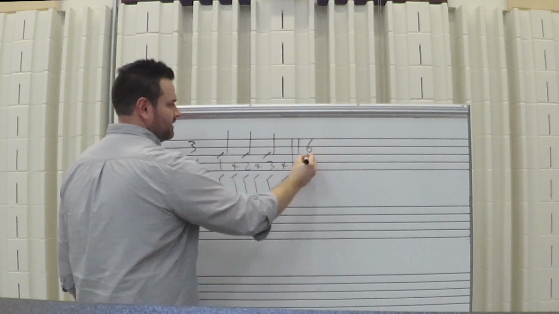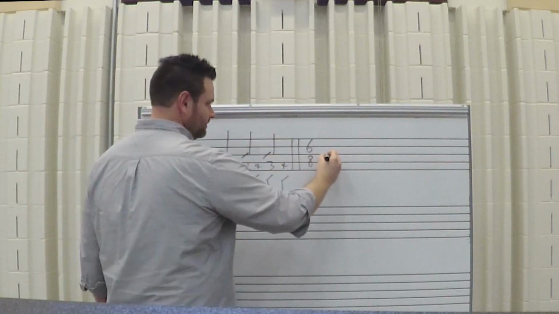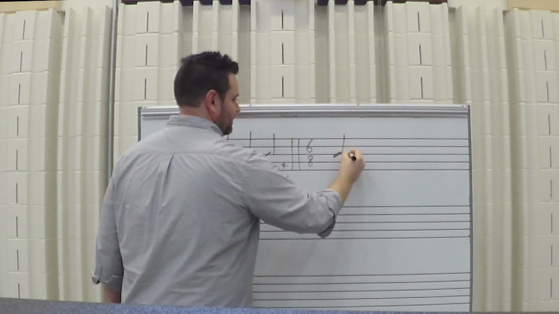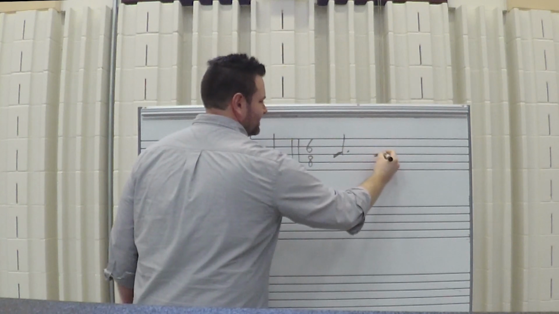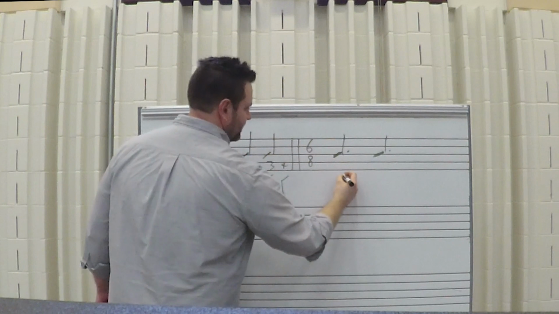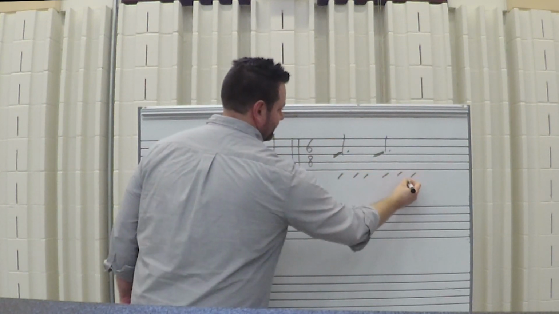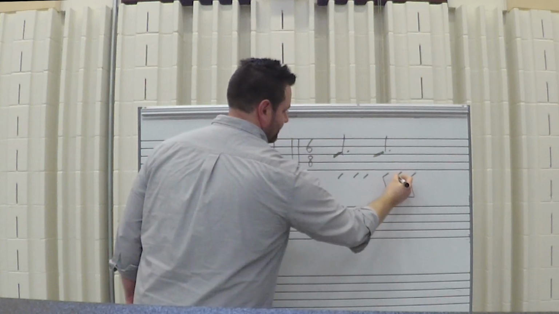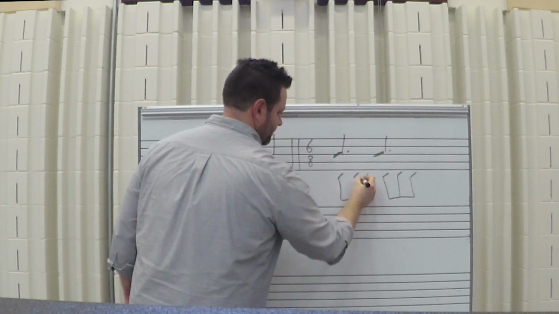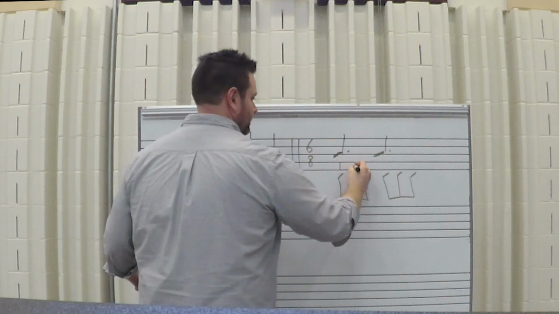In 6/8, we're dividing the measure into 2 groups of 3 eighth notes, right? So here's 1, 2, 3, 4, 5, 6. Okay, let's label those.